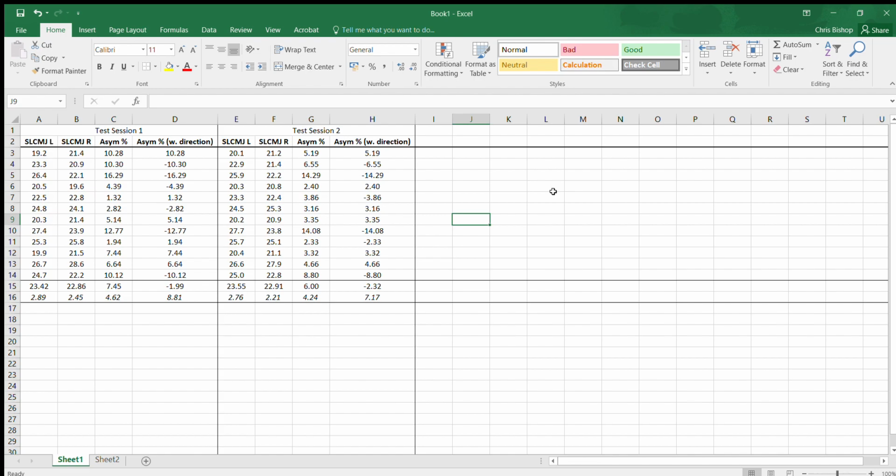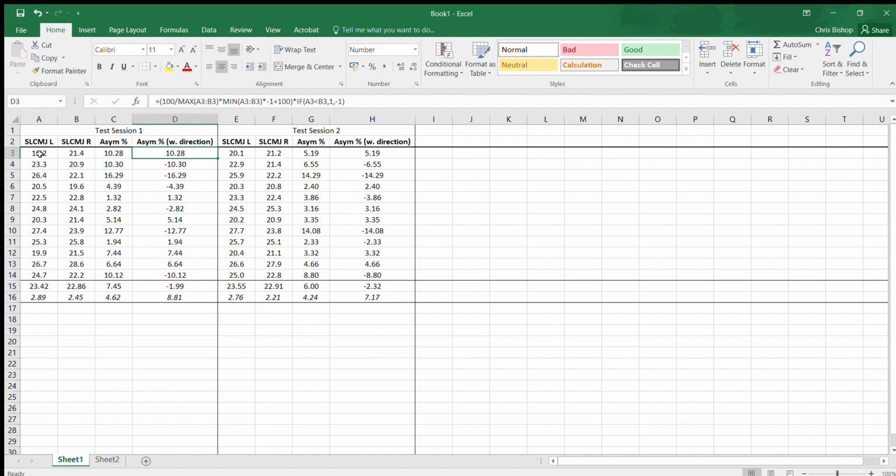So what we've done to calculate the direction of asymmetry is we've taken our formula at the top here, and then we've added on something called an if function, which in this example basically says, if the left leg scores higher than the right leg, turn it into a negative value, but don't change the magnitude. That's something that some limb symmetry index equations have been prone to doing in the past.